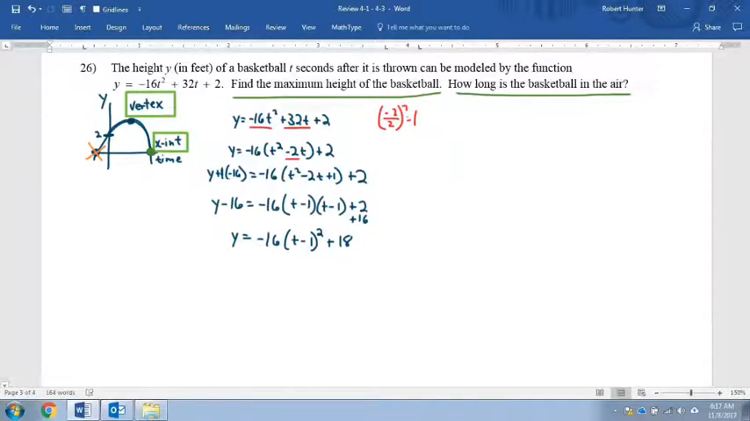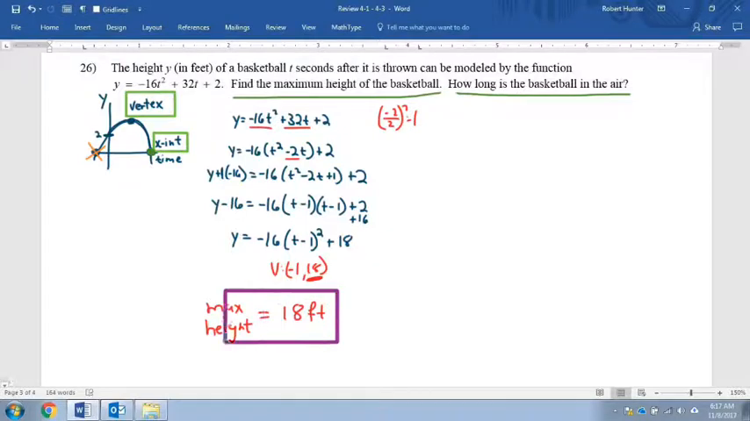So I know my vertex is at (1, 18), therefore my maximum is 18. The maximum height equals 18 feet. Is it in feet? Yeah, feet. Wouldn't be 18 yards. It's a pretty high basketball, but I guess you could throw 18 yards high.